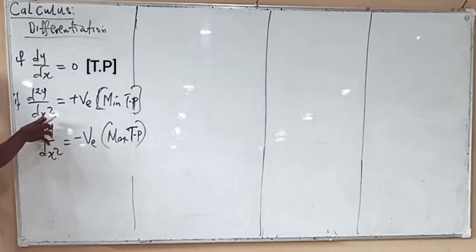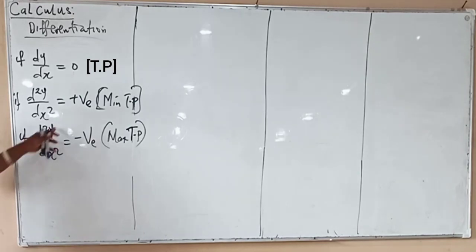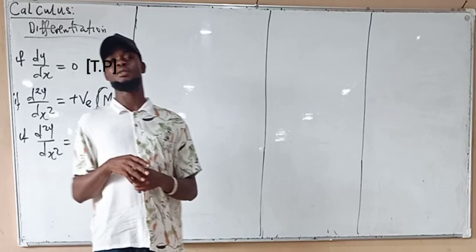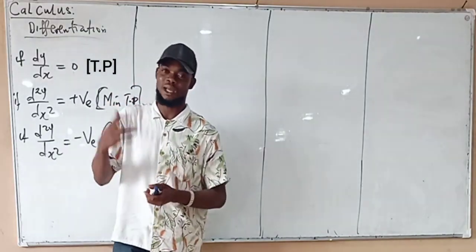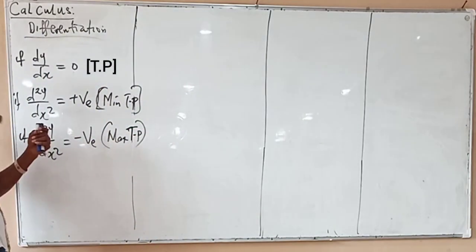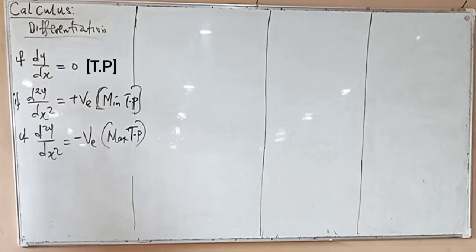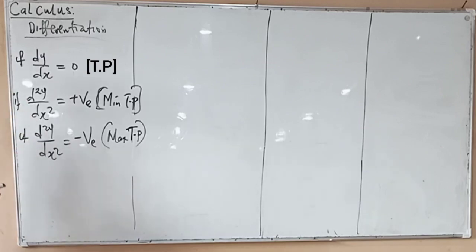But if d squared y over dx squared is not equal to 0, you have a turning point or stationary point. Then, if d squared y over dx squared is equal to 0, you're going to have what we call a point of inflection. In the course of this class, we are not going to be looking at the point of inflection of a particular function, but we're just going to be looking at how to get the maximum and minimum turning points and the maximum and minimum values of both x and y.